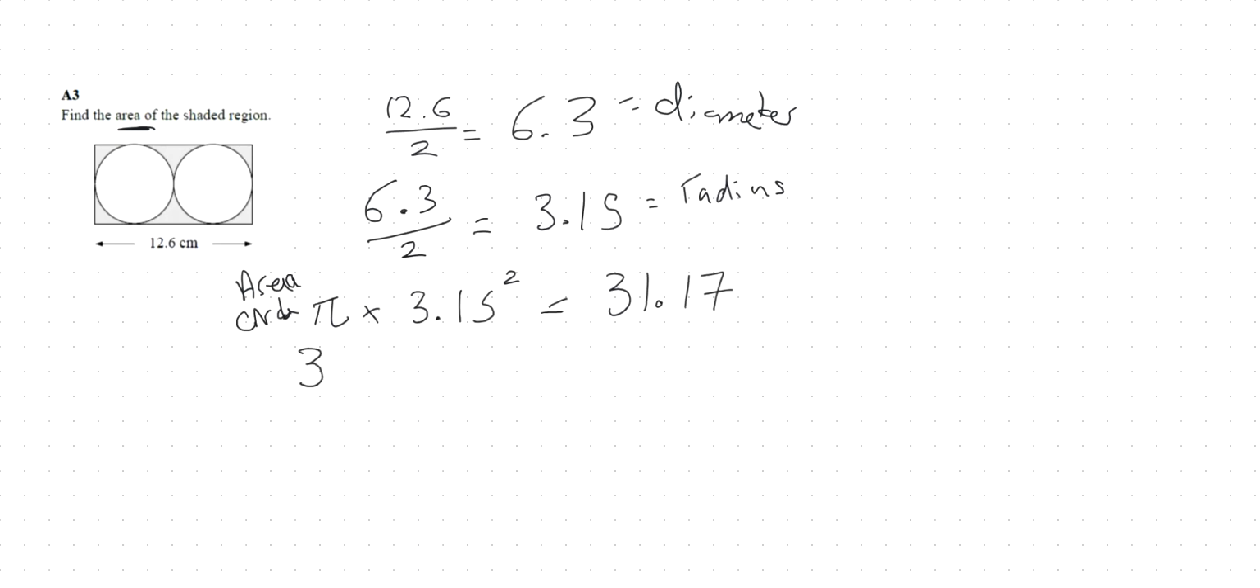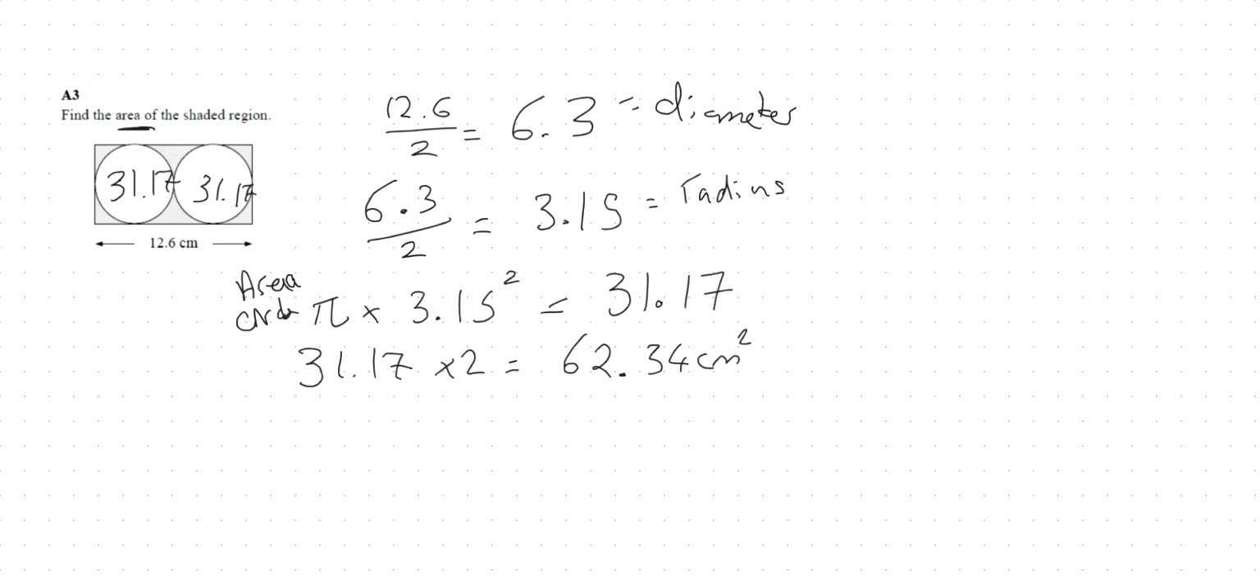Okay, so I'm going to write them in here as well. 31.17. Double that, and that gives me 62.34 centimeters squared. Okay, I've now got my area of the two circles.